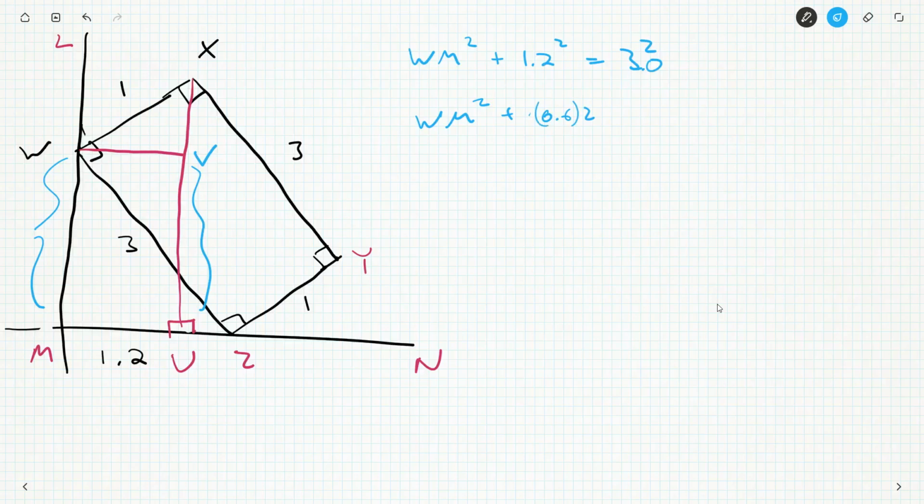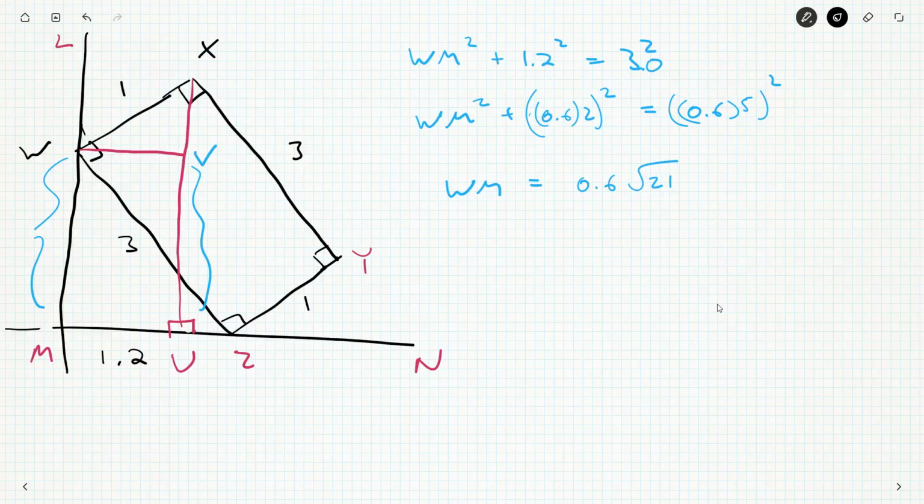Trying to do as much of this as I can without a calculator. 0.6 times 2 squared is 0.6 times 5 squared. So 5 squared is 25, 2 squared is 4, so WM should be 0.6 times root 21. Okay, so I know that distance. That's not a number I know off the top of my head, and I would need a calculator to work it out. I could probably do a little guess and check, but let's not worry about that.